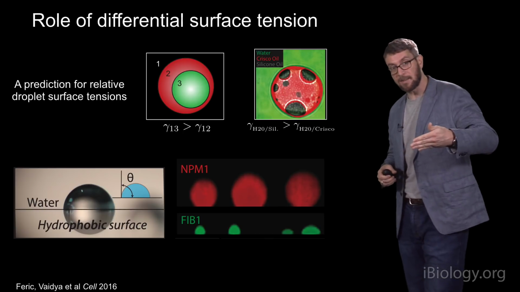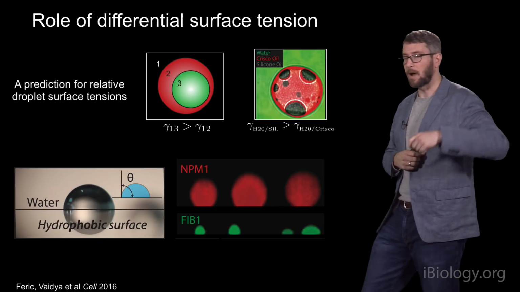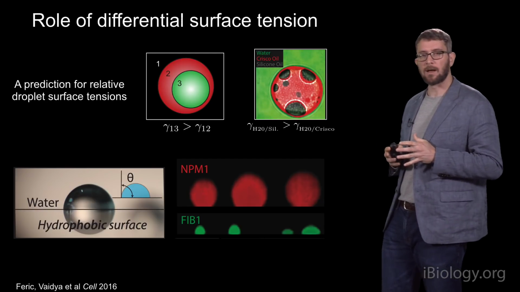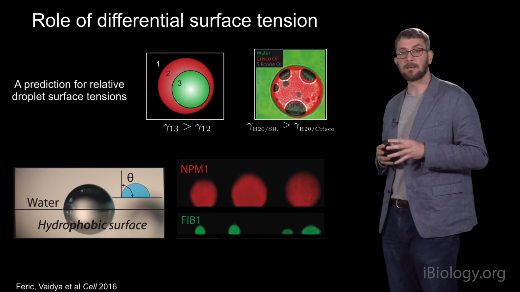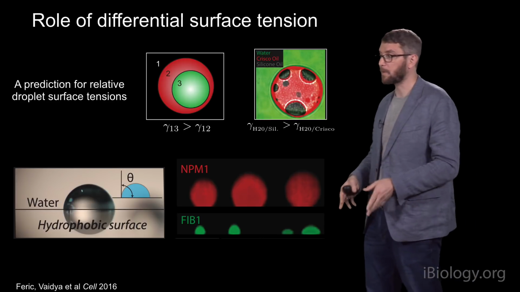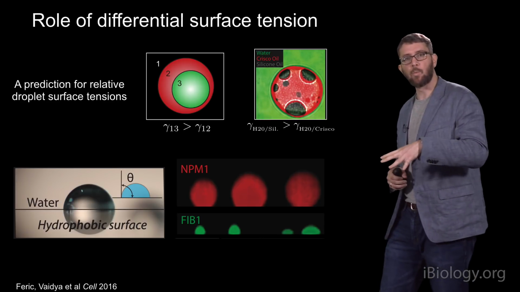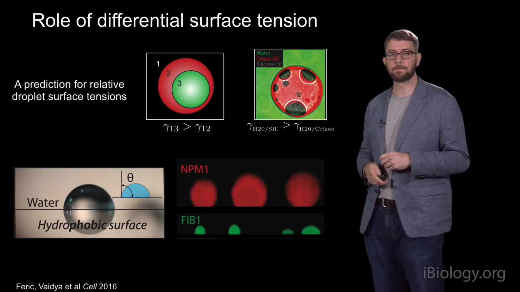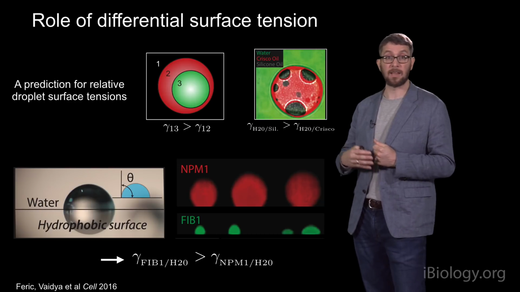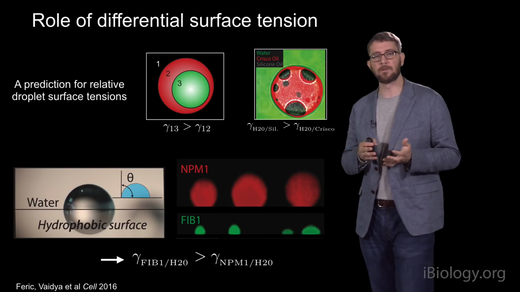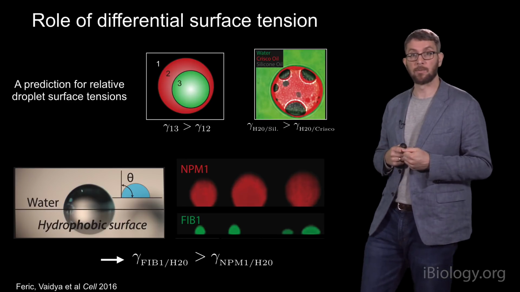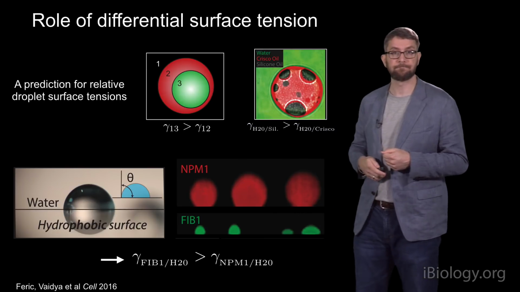And we looked from the side, again, visualizing from the side, at how these droplets interact with the surface. What we found is that the nucleophosmin droplets tend to behave like water in that they tend to bead up on these relatively hydrophobic surfaces, where the fibrillarin-rich droplets tend to better wet these hydrophobic surfaces. And that's all consistent with the idea that the surface tension between fibrillarin, the green stuff, and water is larger than that between nucleophosmin, the red stuff, and water. And that's why the green droplets are embedded within the red, just like you see in the schematic here.